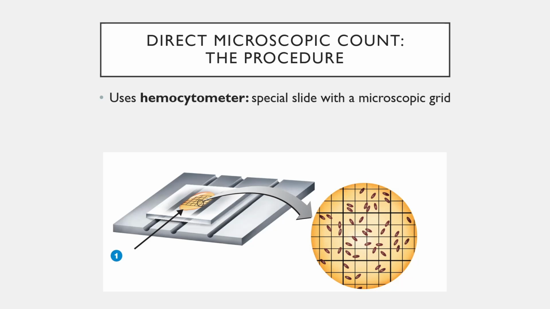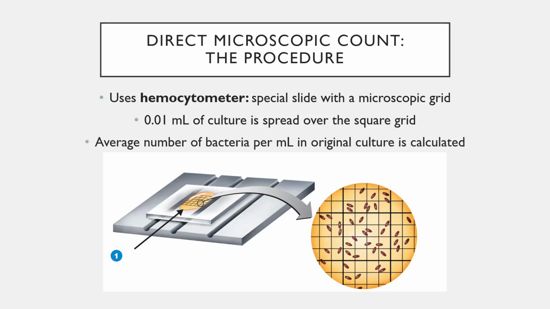Typically, a volume equal to 0.01 milliliters of culture is spread over the grid in the hemocytometer. And knowing that 0.01 milliliters is 1/100th of a milliliter, you can then reverse engineer and calculate the average number of bacteria per milliliter in the culture by taking the number that you get and multiplying it by 100.